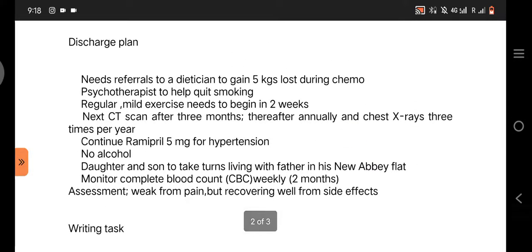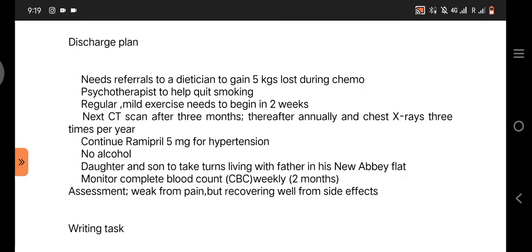And in the last paragraph, you can write your willingness to provide further treatment for Mr. Taylor would be greatly appreciated, full stop. He needs referral to a dietitian to gain 5 kg of his body weight, which he lost during his chemotherapy. Kindly note he requires psychotherapist referral to help him quit smoking. Then please note he requires mild exercises which need to be started in 2 weeks. Also note his next CT scan is after 3 months, thereafter annually, and chest x-rays 3 times per year.